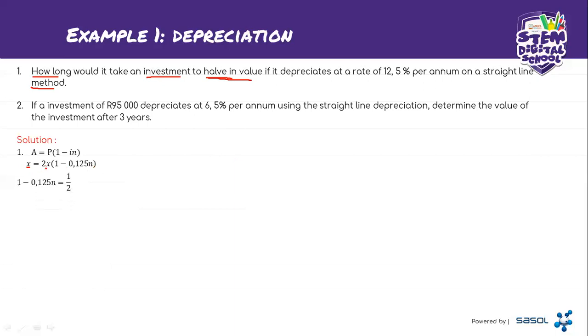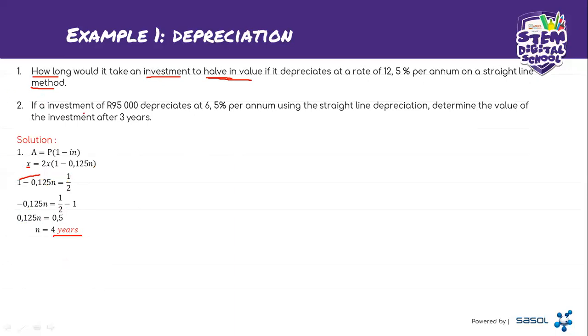Now we are going to divide both sides by 2x, then it's going to give us 1/2. And then, of course, remember we are in need of N, so we transpose that positive 1 to this side. And then this is what we are having there. Then we divide by negative 0.125, and now it gives us 4, which is 4 years. So it's going to give us 4 years.